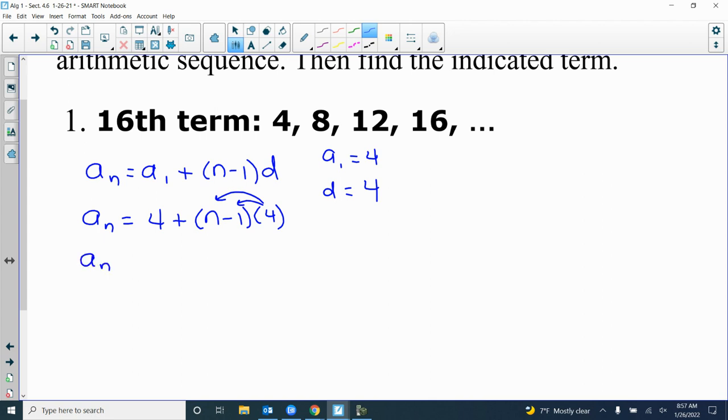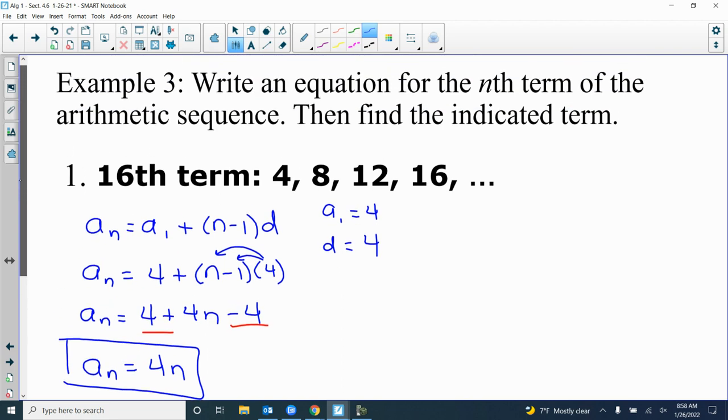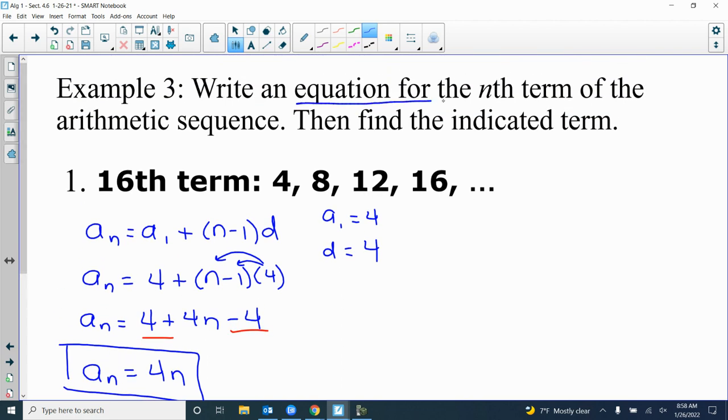Now, a sub n equals 4 plus 4 times n is 4n. 4 times negative 1 is minus 4. Combine like terms. Well, what's 4 plus negative 4? That just adds up to what? 0. So here's what we get. A sub n equals 4n. That is our equation for the nth term. So that's the first part of the answer. You got to write that down.